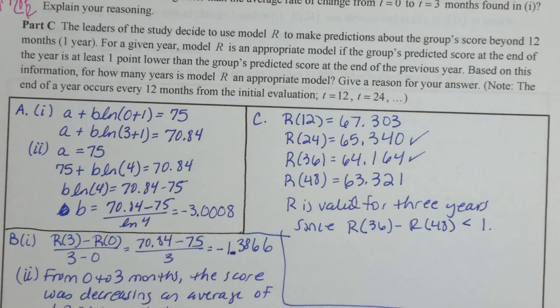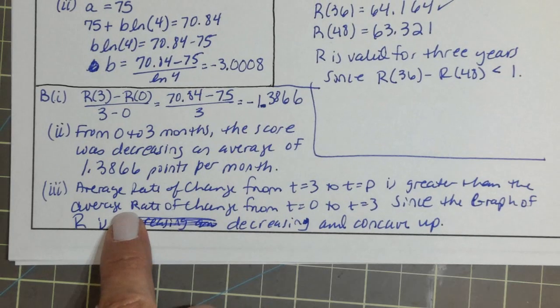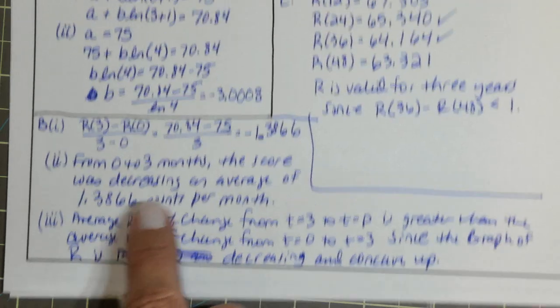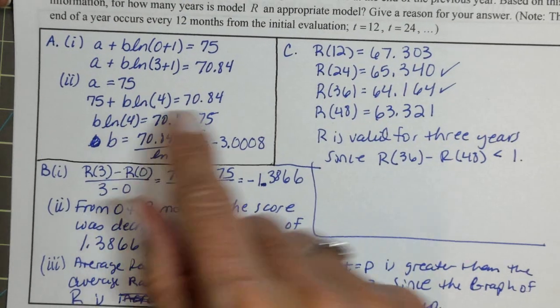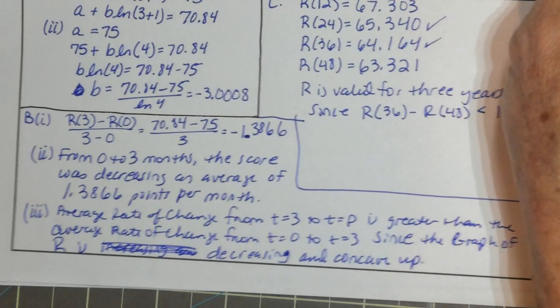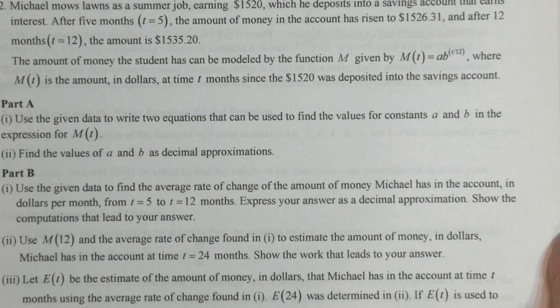Okay. Part C was a little tough. The last part of B was a little tough. But I really thought the rest of it was good. And if you can get 4 out of the 6 points, you're doing really well. Okay? Let's take a look at another example here.